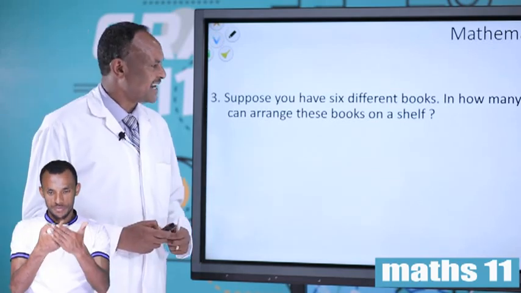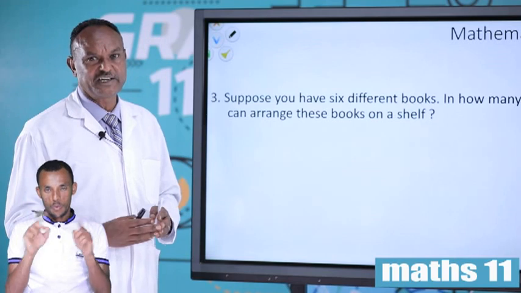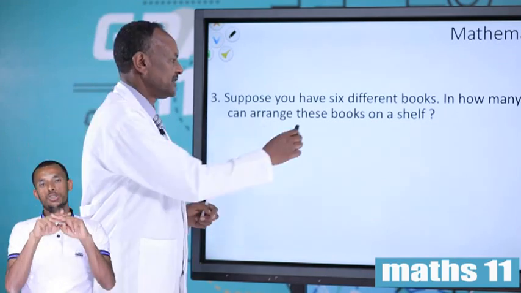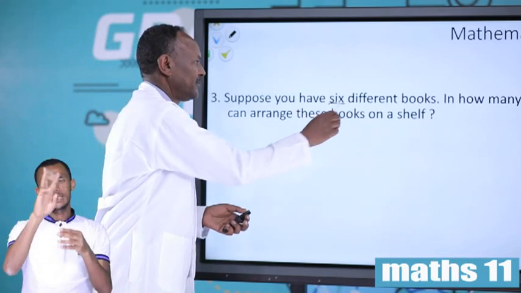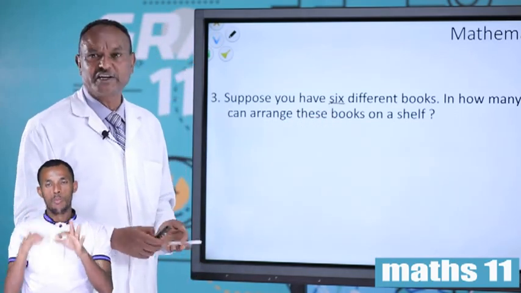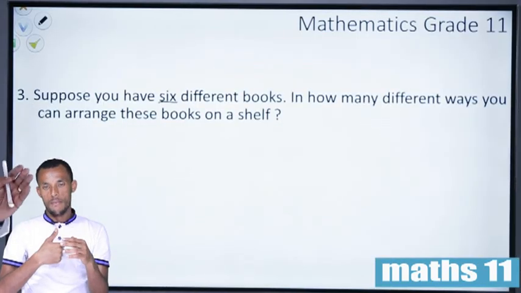This is an arrangement of objects. When you are arranging books on a shelf, we are given 6 books, and we are going to put these 6 books on a shelf. On a shelf we have enough space.